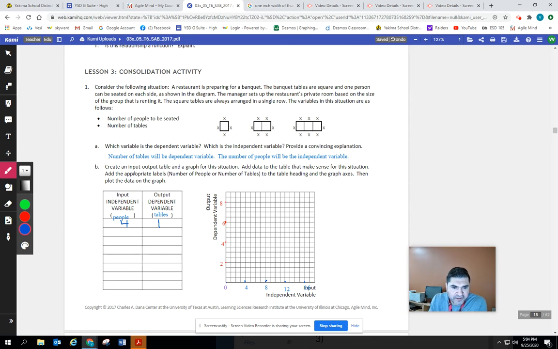Now if I have, let's see, how many people do we have here? 1, 2, 3, 4, 5, 6. 6 people. I will need 2 tables. Let's do this third one. How many people do we have here? We have 8. And we would have 3 tables.